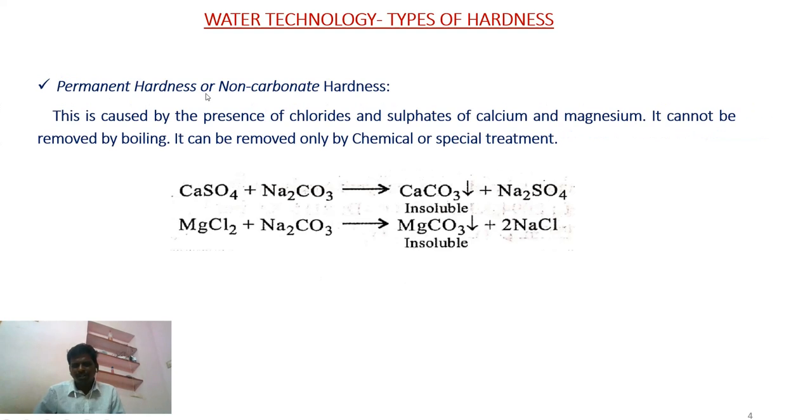Next one is permanent hardness. This is due to the presence of sulfates and chlorides of calcium and magnesium. Directly we cannot remove this by heating or some other method. We have to treat these sulfates and chlorides with sodium carbonate, so that calcium and magnesium salts are converted into their carbonates. We can remove these carbonates by simple filtration. So this is called permanent hardness or non-carbonate hardness.